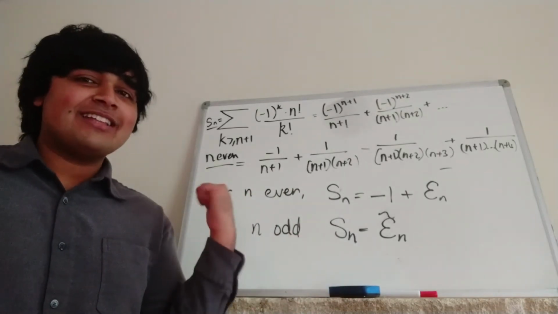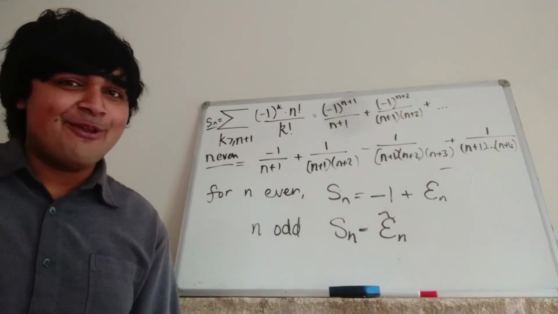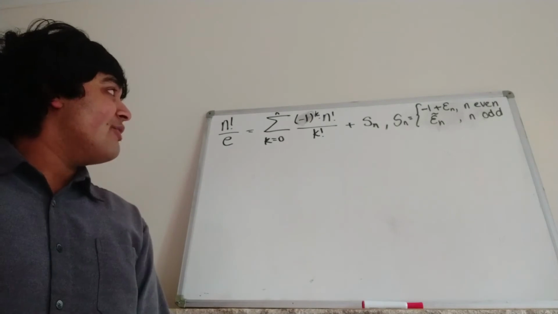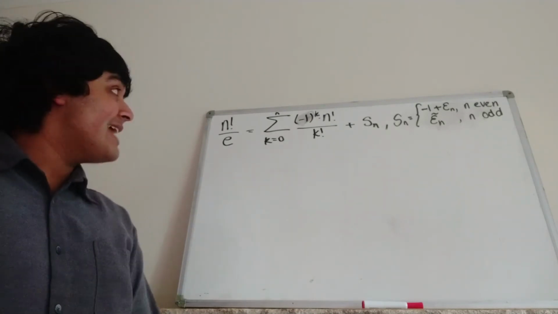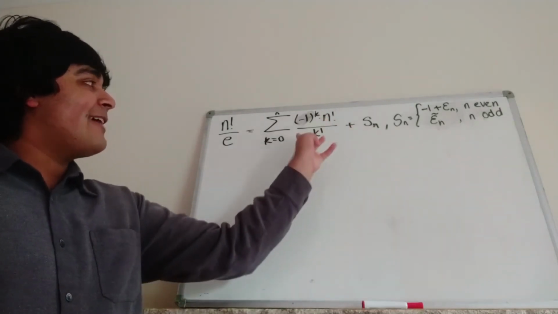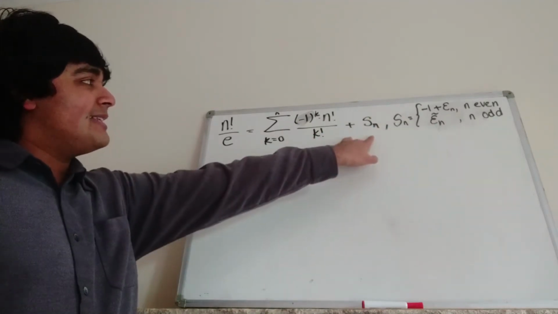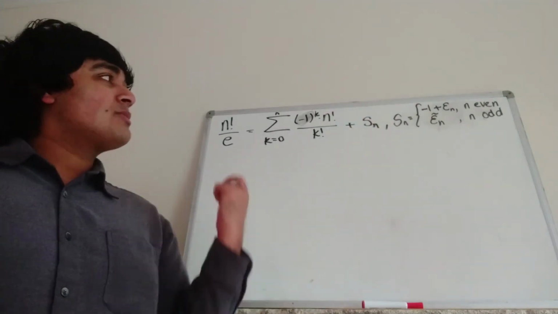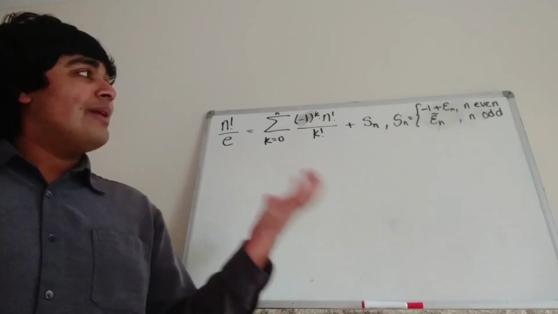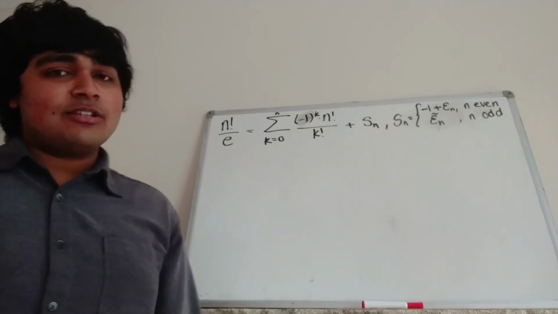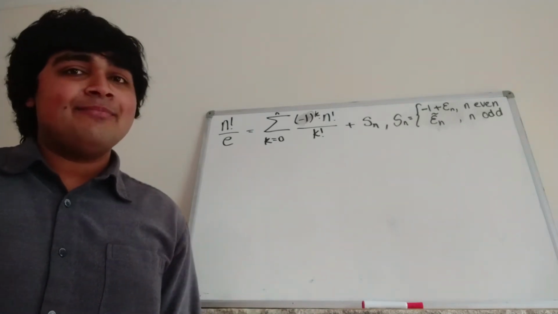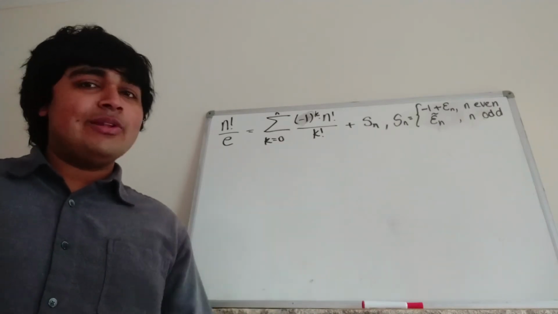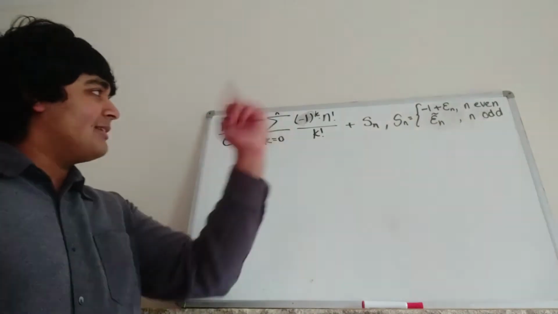Now what we're going to do is go back to looking at the floor function of n factorial over e. Let's just quickly go over what we've proved so far. We've shown that n factorial over e is equal to the sum from k equals 0 to n of -1 to the power of k times n factorial over k factorial, plus this Sn term, which is kind of like an error term if you want. And Sn is either -1 plus epsilon n, where n is even, or it's epsilon tilde n, where n is odd. And epsilon n and epsilon tilde n are just some small positive numbers between 0 and 1. So not including 0, not including 1.